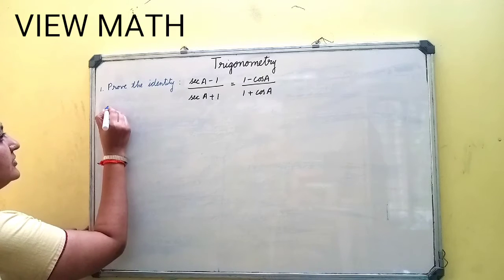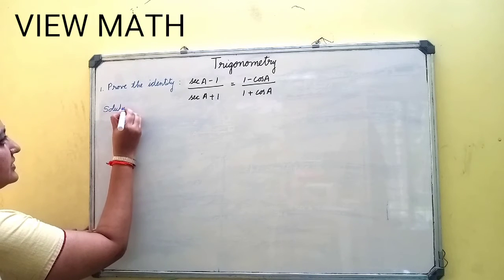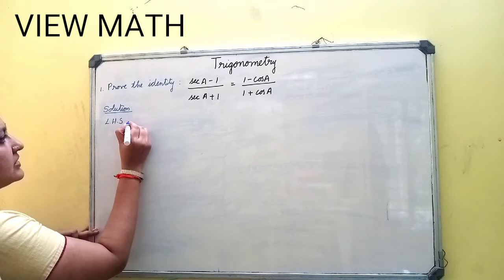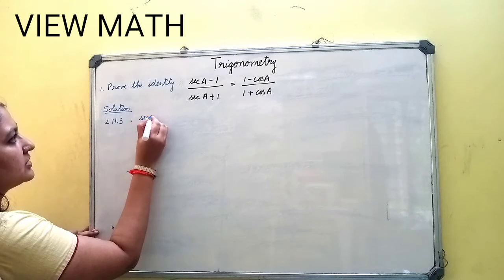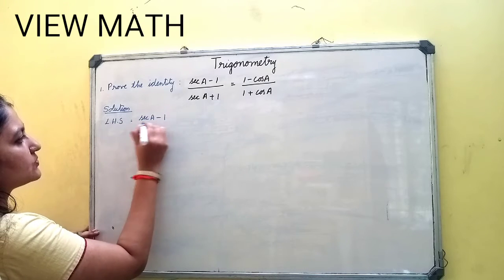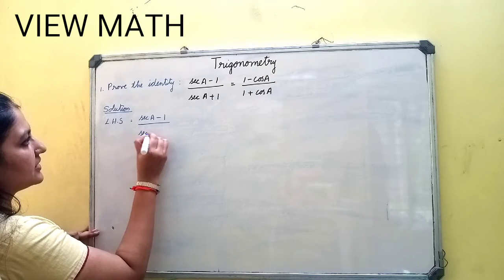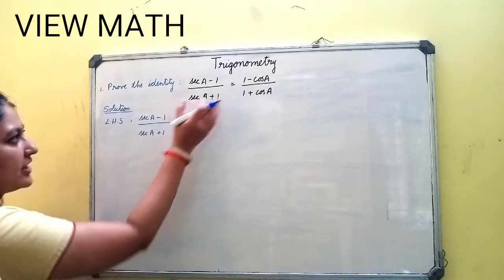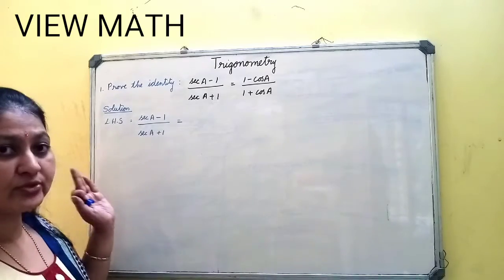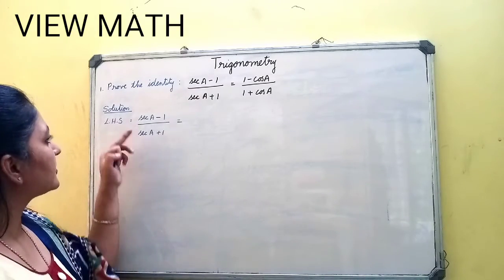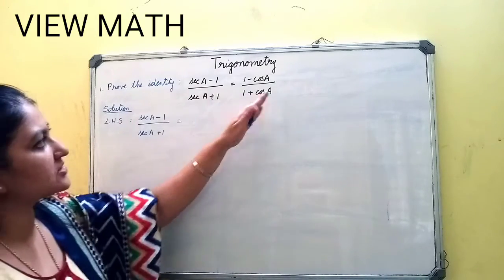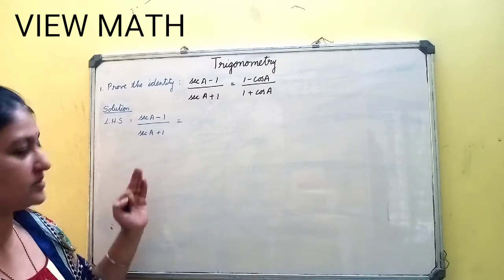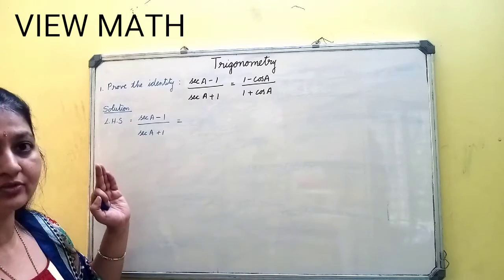Let me consider the left hand side. Left hand side which is equal to (secant A minus 1) by (secant A plus 1). So I am going to use the relations. On the right hand side you can see there is cos. So there is a relationship between secant and cos. You know secant is nothing but the reciprocal of cos.